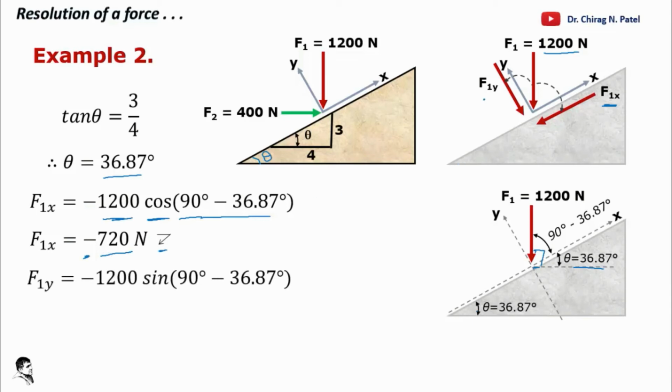Second is F1y. If we resolve F1y in this particular direction, we need to know this angle. What is the value of this angle? Usually you can apply a cos here, but here we know this angle, and this is perfectly a 90 degree angle, so you can directly apply a sine with this. So sine of 90 minus 36.87 with 1200. Again the force is in the minus y direction, that's why it is minus.